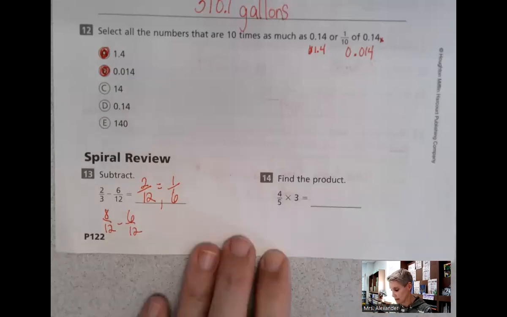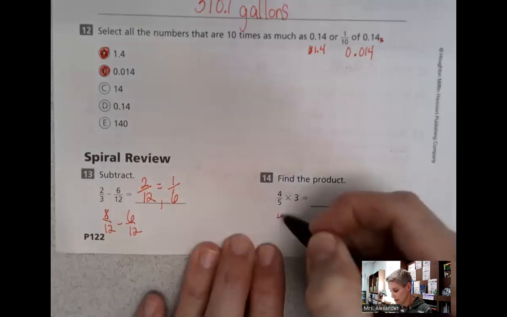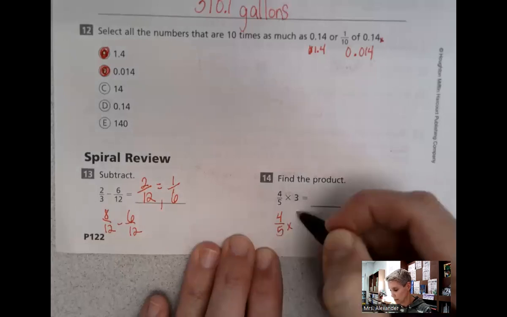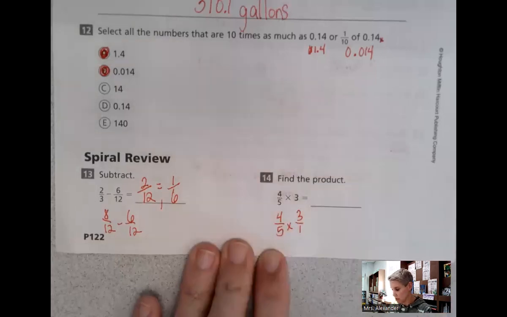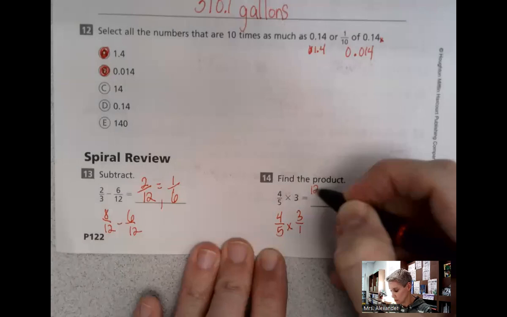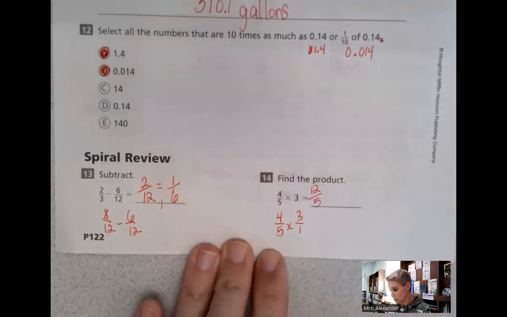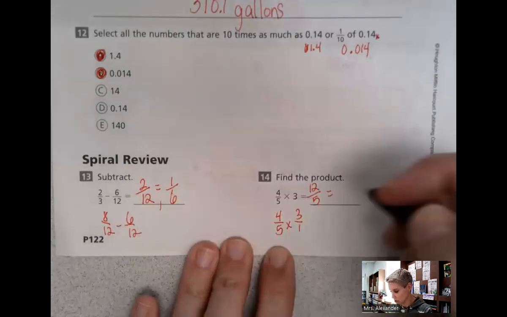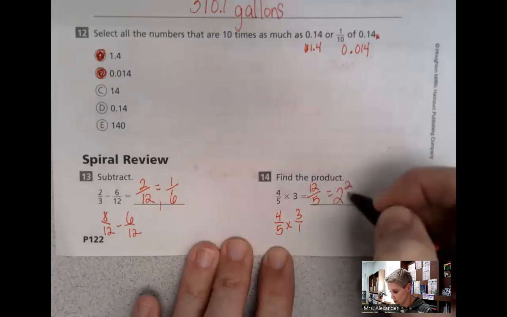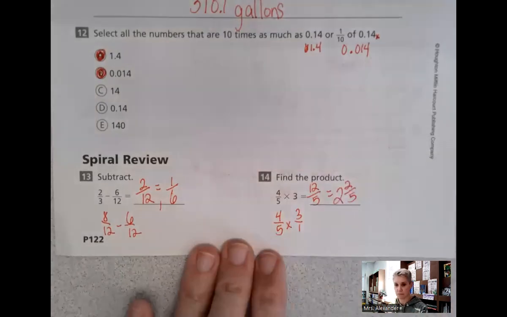Find the product. 4/5 times 3. It's a whole number. Put a 1 under it. Multiply across. We get 12/5, which we would rename is equal to 2 2/5. That was our first lesson.